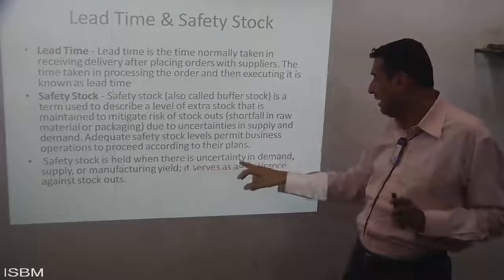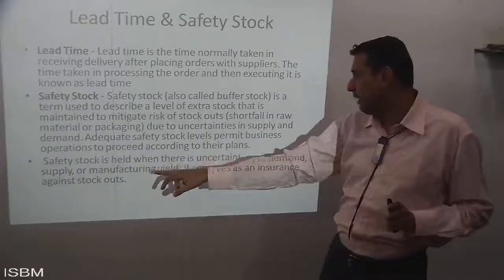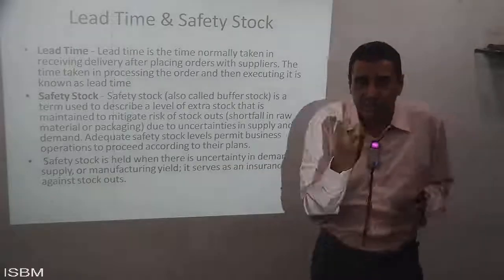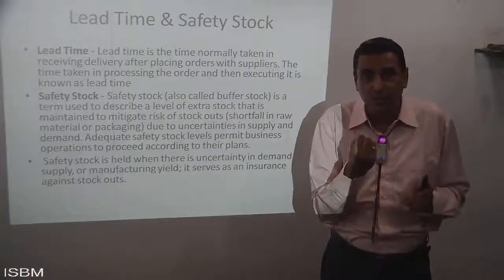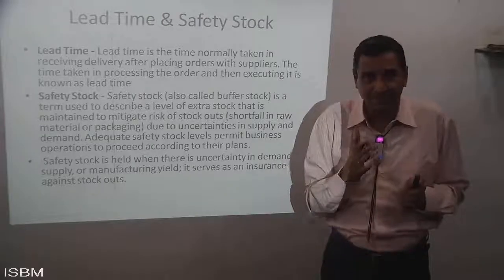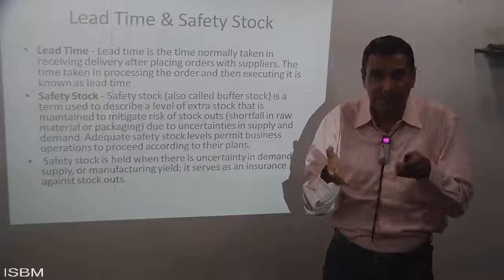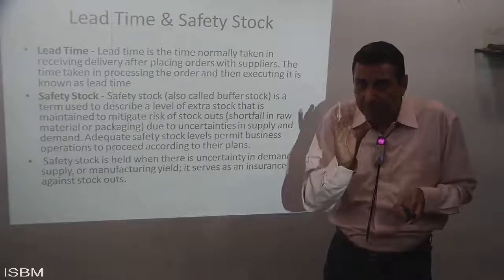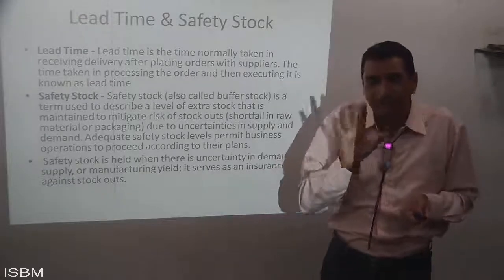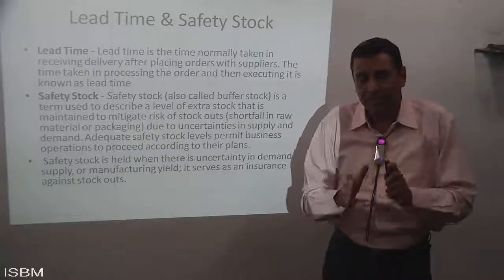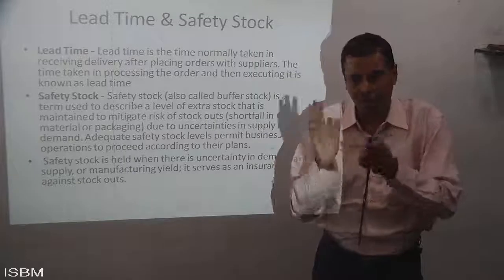Safety stock is held when there is an uncertainty in demand, supply or manufacturing yield. It serves as an insurance against stockouts, because you will be able to sustain the production. You will be able to sustain the market demand, because sometimes it happens in the market you don't get a raw material. The company keeps a particular level of inventory as a safety stock, as an insurance, to ensure the company should not run out of stock position.